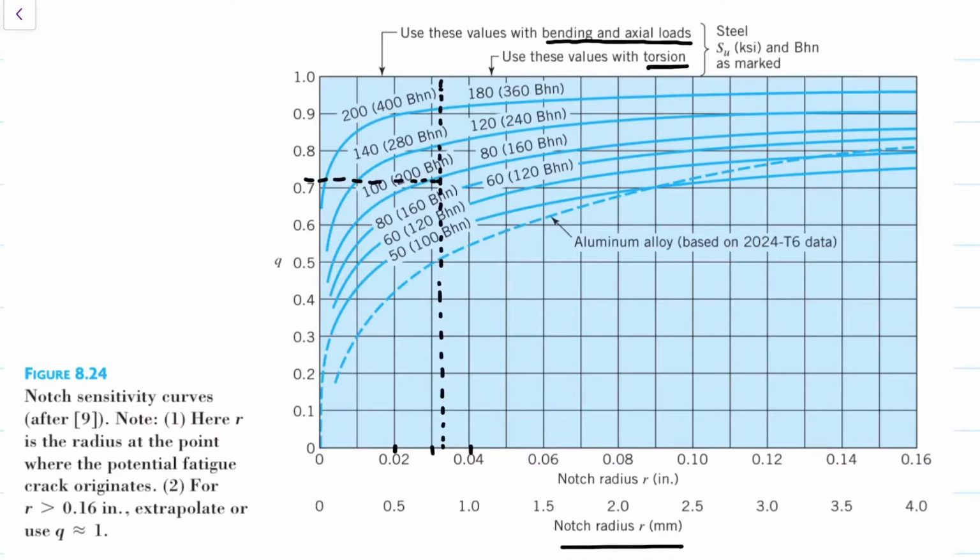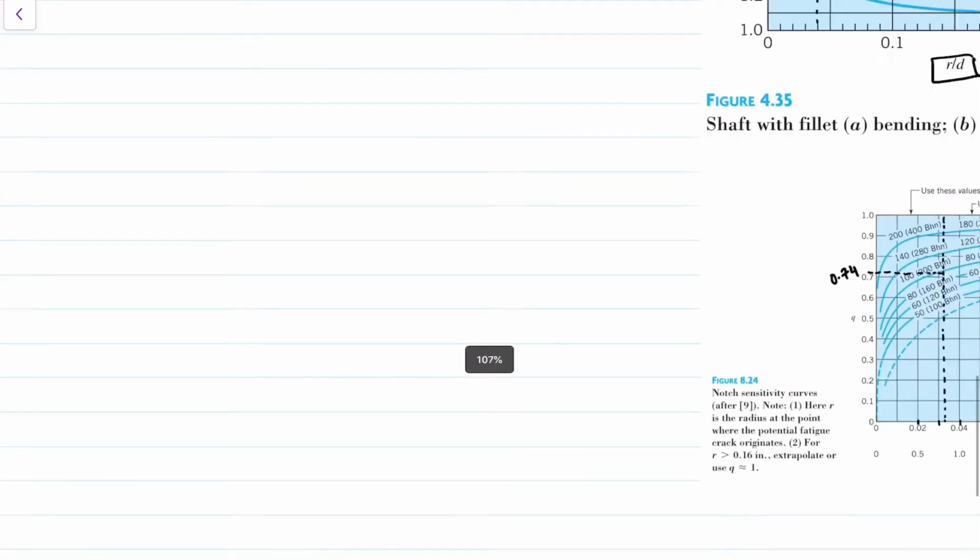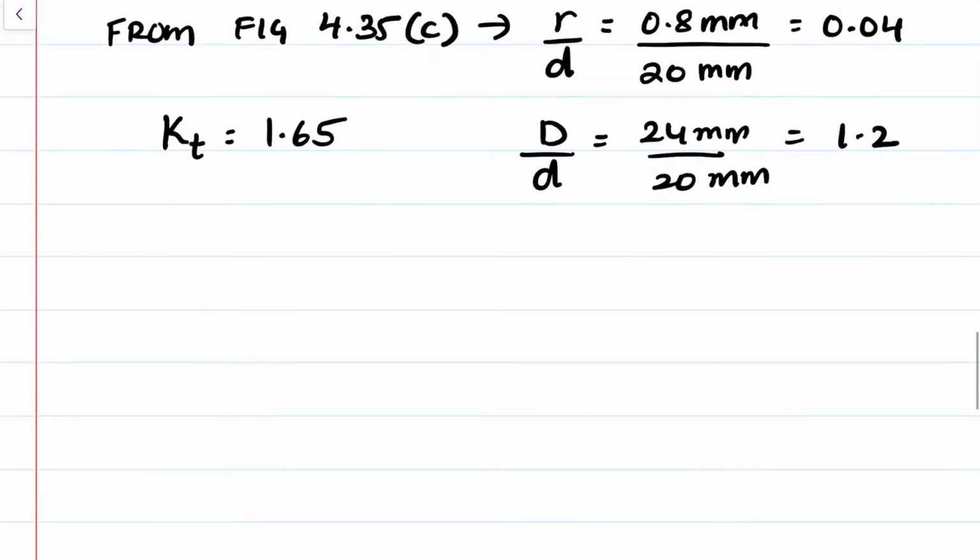So in my solutions, I have it down as 0.74. Now you could say 0.72, 0.75, that's fine. Again, we're more flexible with the Q plot because it's very tight and the values aren't very easy to catch. So I'll say it's 0.74. So again, this is Q. So from figure 8.24, Q is equal to 0.74.